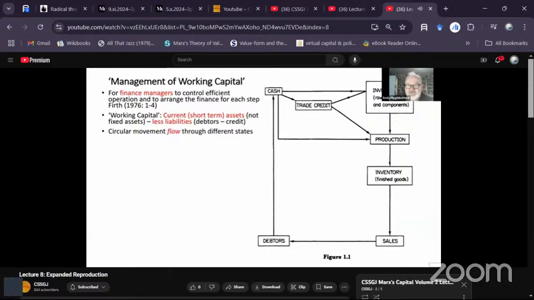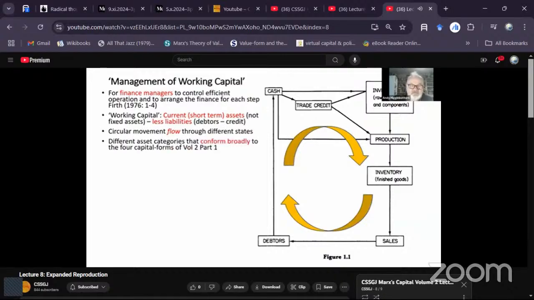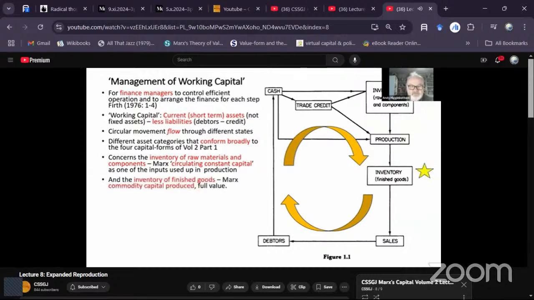And there is this notion, if you can see the small arrows on the screen, of a circular movement. So that confirms well the whole question of flow, and the different stations in this do conform quite closely to the capital forms of Marx. Okay, so what we've got here basically is an inventory flow model of circulating constant capital. And there are 2 inventories, the commodities that have been bought and the commodities that are ready to be sold. So that again conforms to Marx's view.